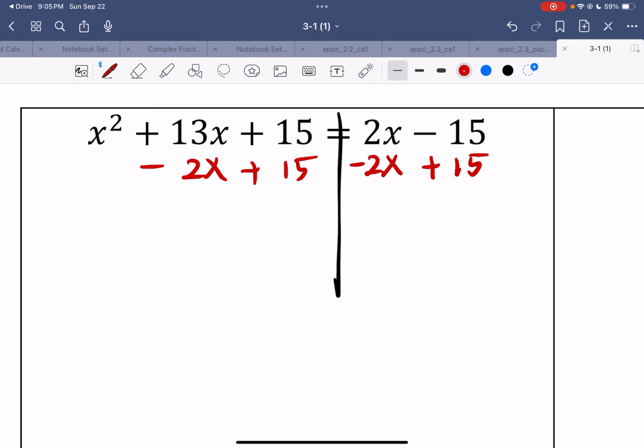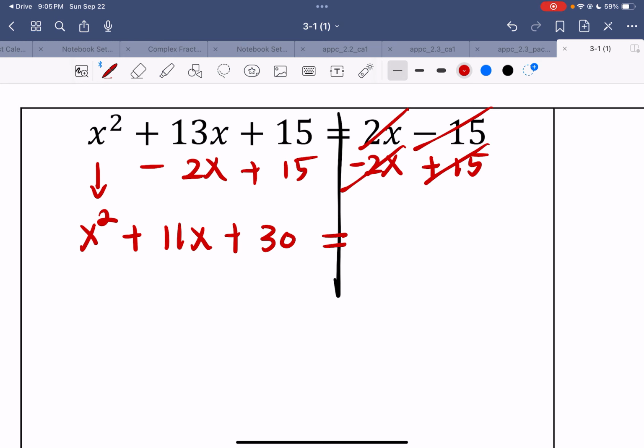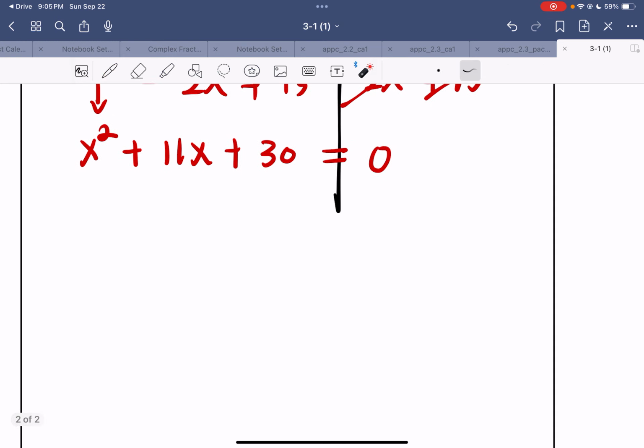So let's do this. Is there anything that I can combine with x squared? No. So I have x squared. 13x minus 2x is plus 11x. 15 plus 15 is plus 30 equals. These two disappear, so you get 0. Ta-da! Now we can factor this.